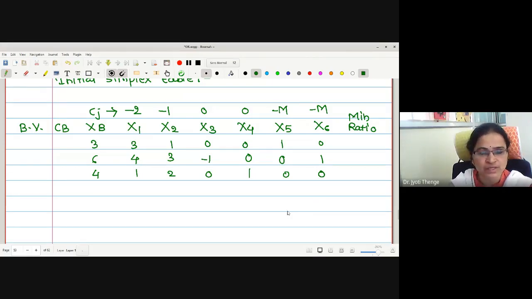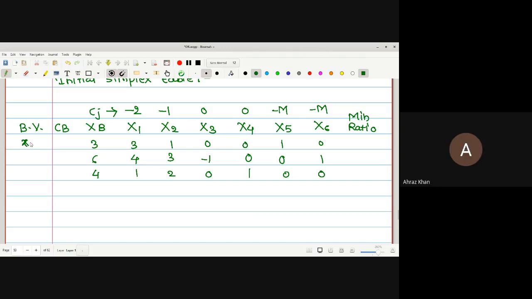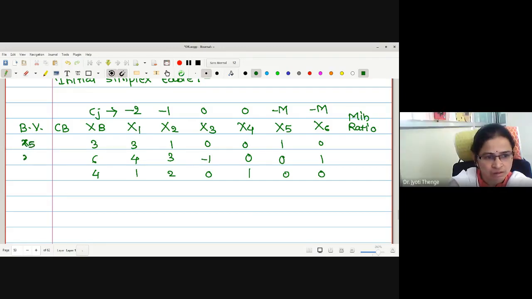Basic variables are the variables forming the columns of the identity matrix. The first basic variable will be the variable corresponding to the first column of the identity matrix. Therefore, what is my first basic variable? X5. Then X6, and X4. Correct? Now you have to write the cost of the basic variables in the objective function. For x5, it is minus M. For x6 also, it is minus M. And for x4, this is 0.